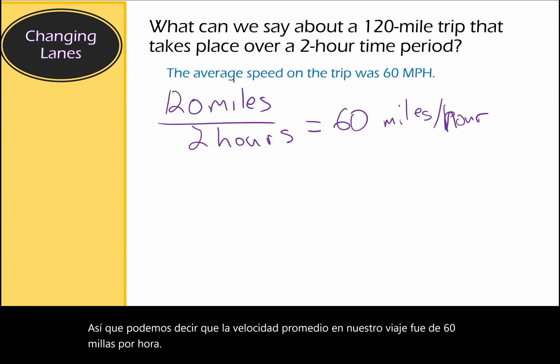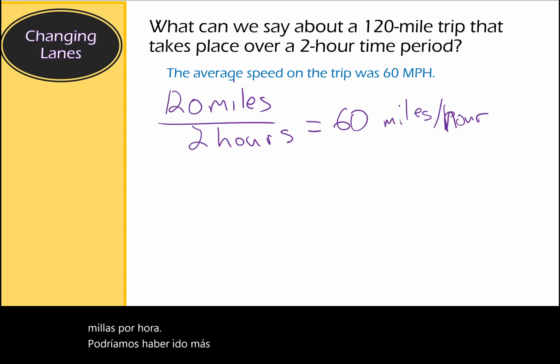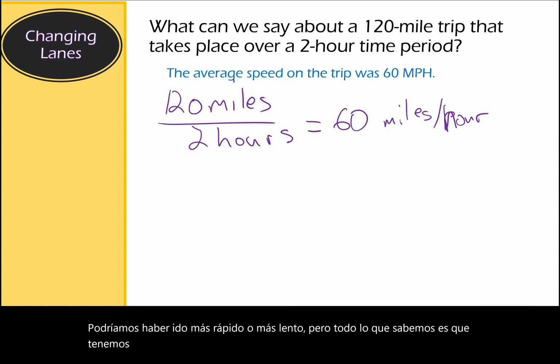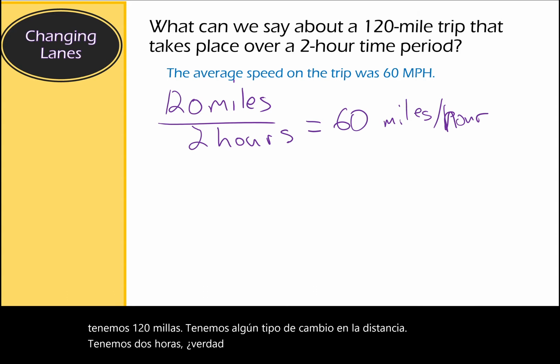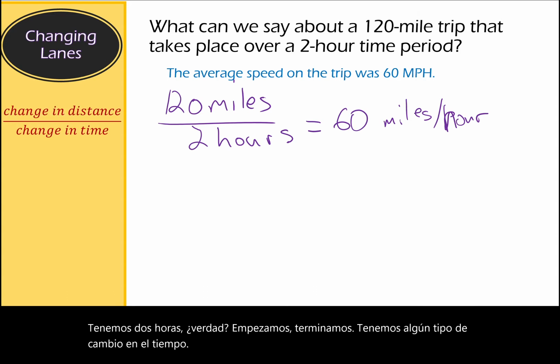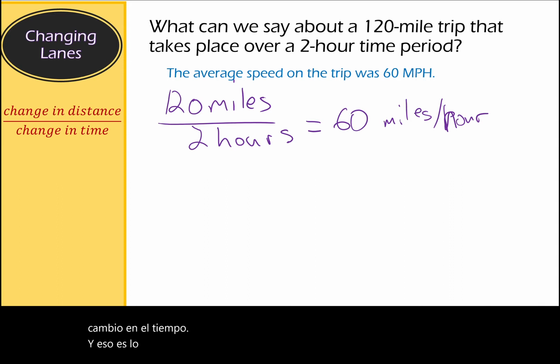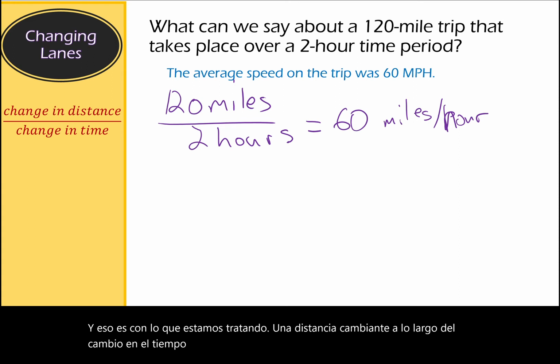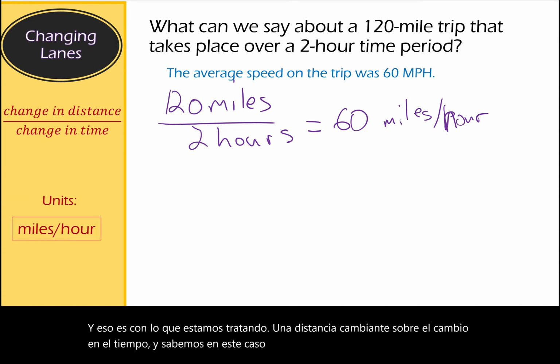We could have been going faster or slower, but all we know is that we have 120 miles, some sort of change in distance, we have 2 hours, right? We started, we finished, we have some sort of change in time. And that's what we're dealing with, a change in distance over change in time, and we know in this instance it gives us our speed, and our units are going to be in miles per hour.